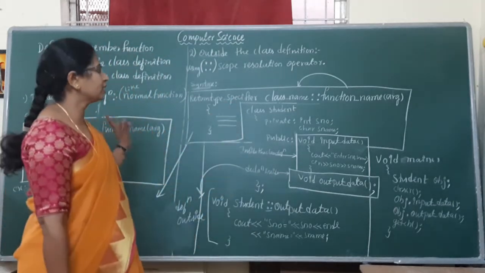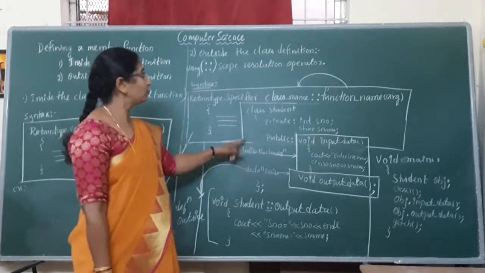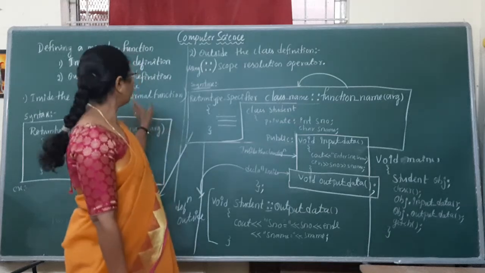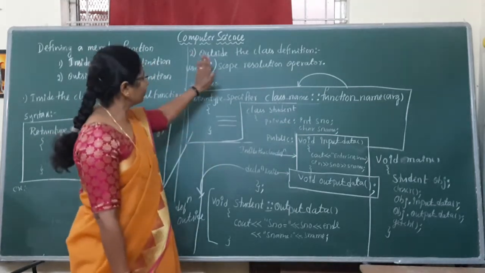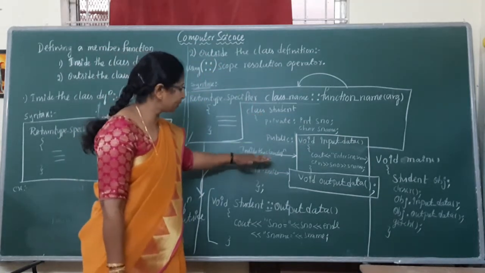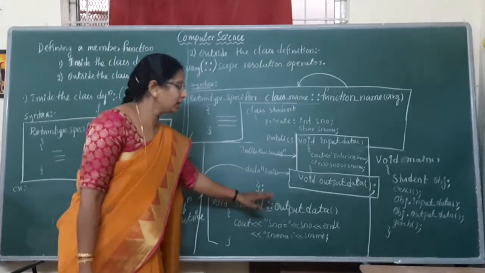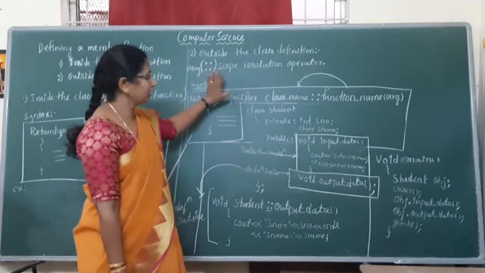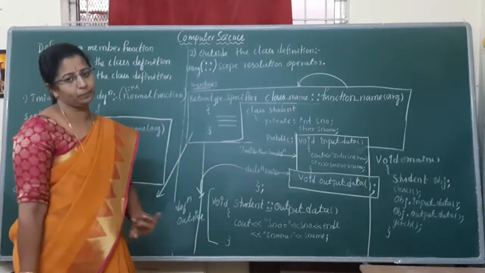Write both the explanation with the syntax and one example for both. If they have given inside, write the same example. If they have given outside, write the same definition. You need not specify which is which. By seeing the scope resolution operator, they will give the marks for outside. By seeing this, they will give the marks for the inside definition.